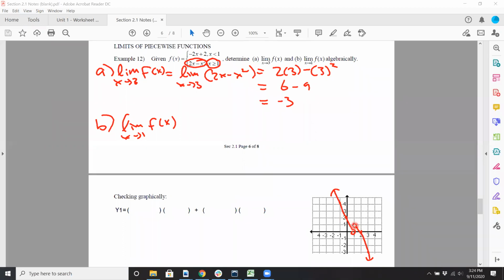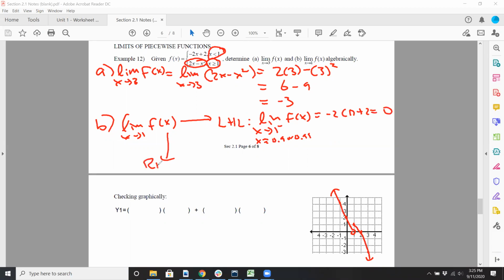So when I do my LHL, the limit as x approaches 1 from the left of f of x, in this case, x is approximately like 0.9 or 0.999 and so forth. I'm clearly using this inequality because obviously the x values are less than 1 when I'm doing the left-hand limit as x approaches 1. So I'm doing negative 2 times 1 plus 2, which is 0.